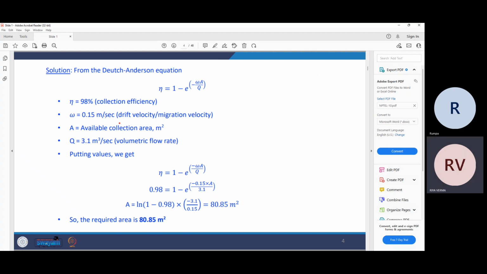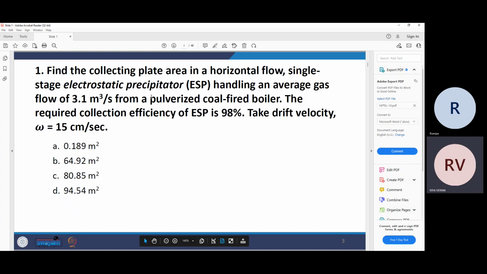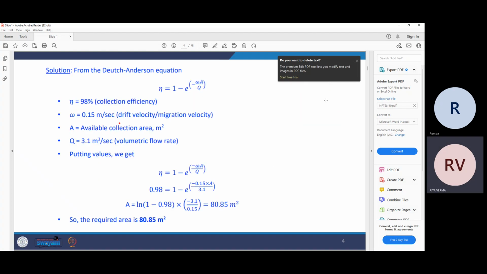Omega is 0.15 meters per second. Just a second. This will not be centimeters, it will be meters per second. There's some correction here. It will be in meters per second. Okay.